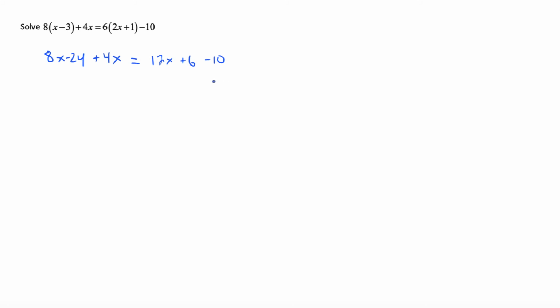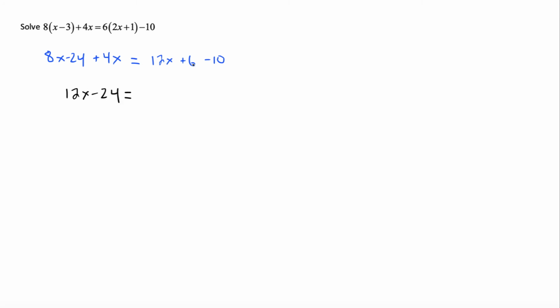Okay, so we've completed the first step. We have successfully distributed through all the parentheses. And now we want to simplify each side as much as we can. On the left side, what can we simplify? What can we combine? Well, 8x plus 4x is 12x. So 12x minus 24, that is what we get on the left side.